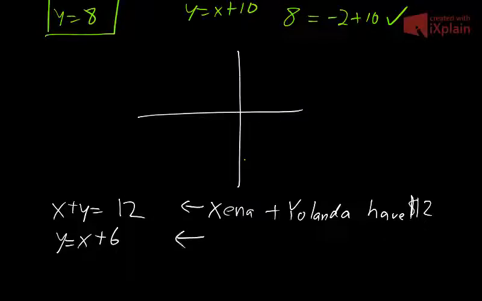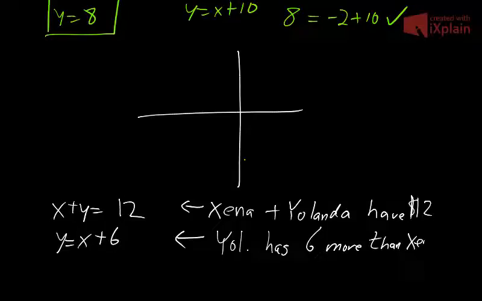And let's say the second one is telling us that Yolanda has 6 more than Zena. That means Yolanda's money would have to be Zena's money plus 6, so Yolanda has 6 more than Zena. And now we can use this graphing idea to graph this and figure out how much money both Yolanda and Zena have.